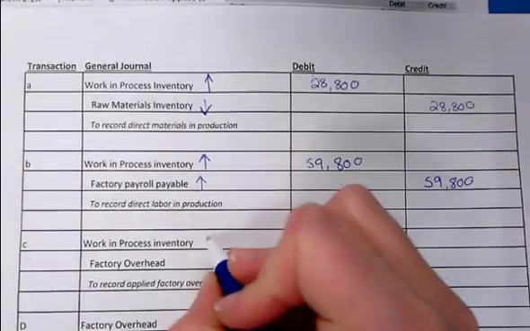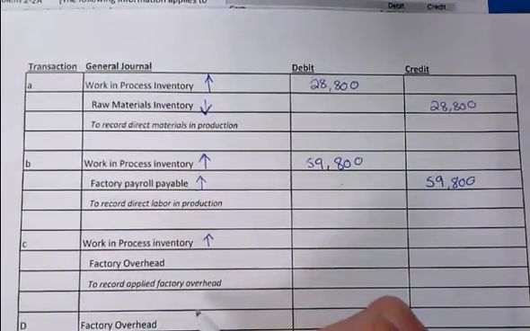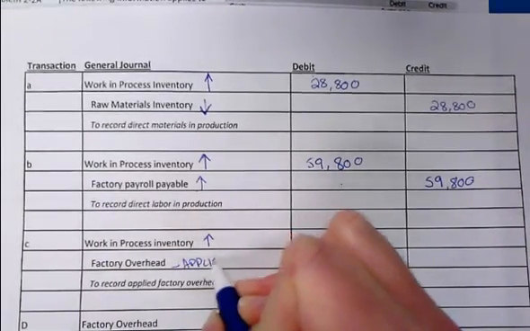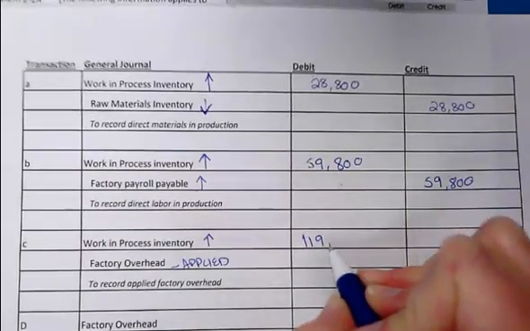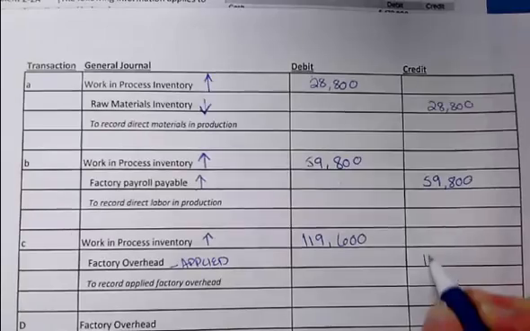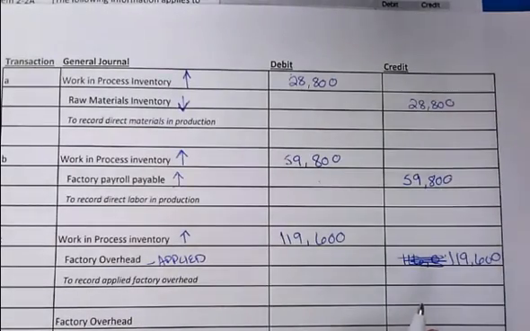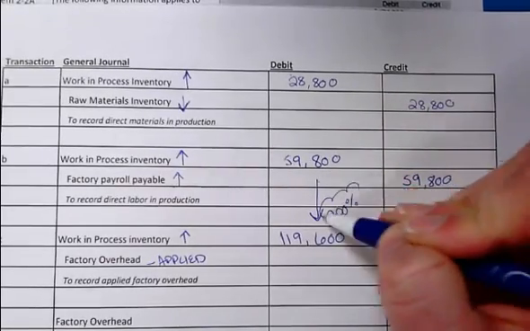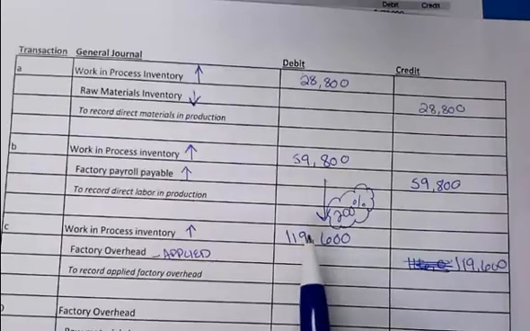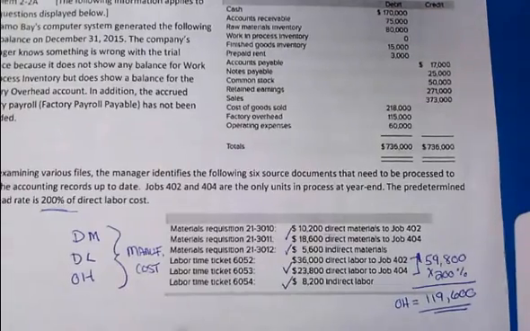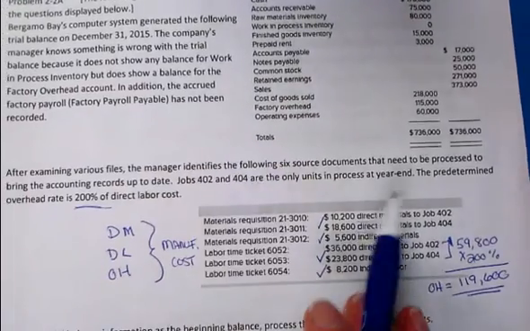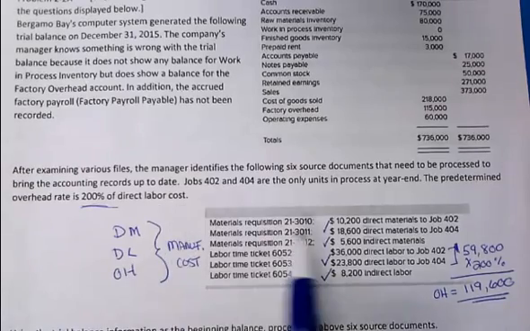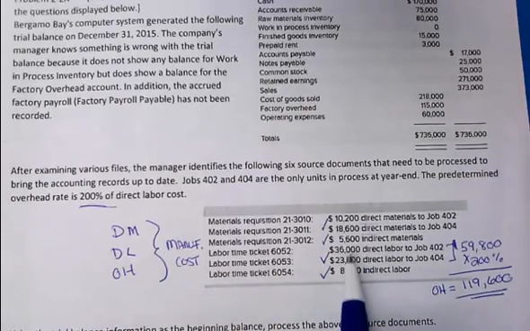I'm going to increase the work in process inventory account by the amount of overhead that we are going to apply, the applied overhead, $119,600. That is 200% of direct labor, based entirely on what we are told in the problem. Predetermined overhead rate is 200% of direct labor cost. 200% of direct labor cost down here.